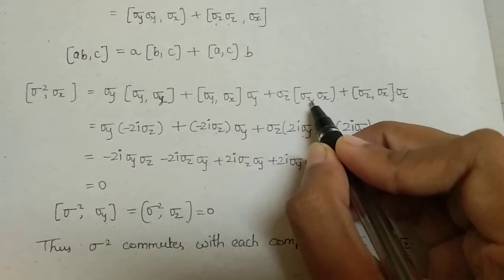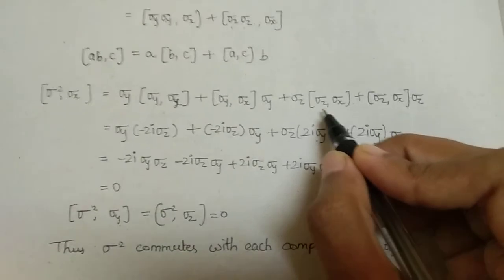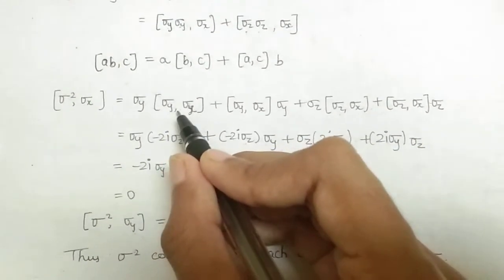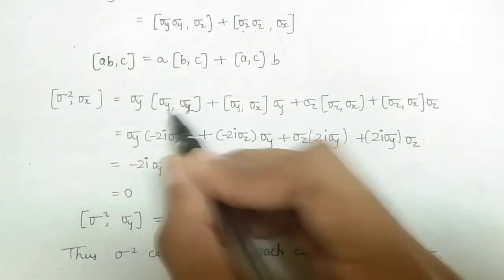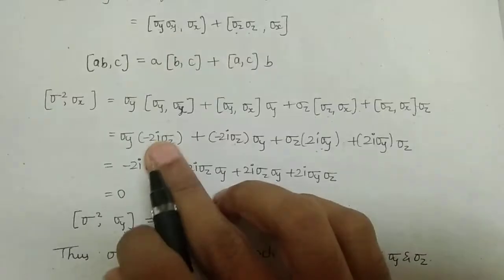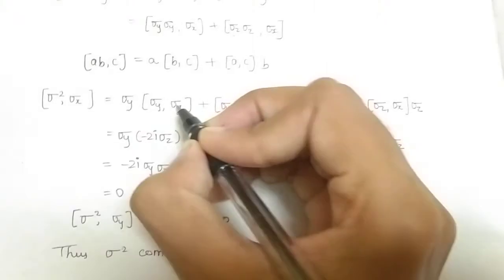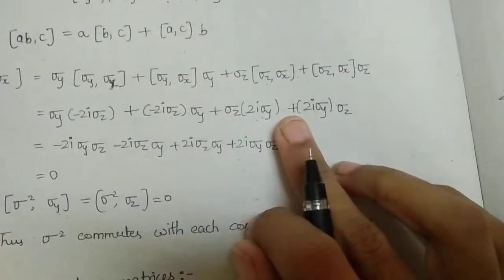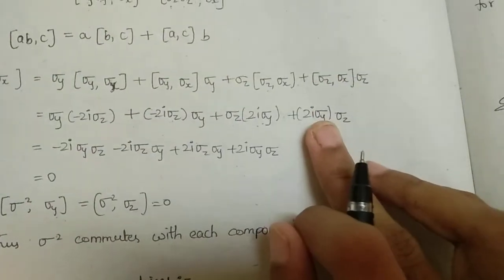So it is going in cyclic order. xy, yz, zx. So we are having plus. But here it is not xy, but it is yx. So minus. And here x and y are present, but z is not there. So this is x. Here also same, again 2i sigma y.